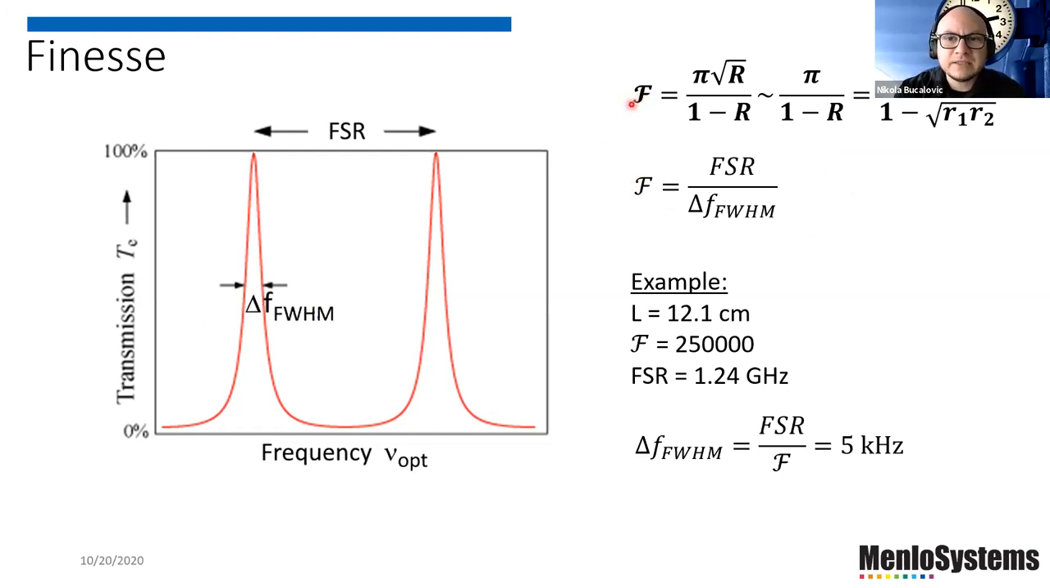Finesse is basically defined strictly and only by the reflectivity of the mirrors. Therefore, we have to use mirrors that have losses of a few parts per million in order to reach the super high finesses that are needed for nice laser stabilization. And here is an example of something that is kind of routine for us: a 12 centimeter cavity with a 250,000 finesse, and you end up with a resonance line width of the order of 5 kilohertz in that case.